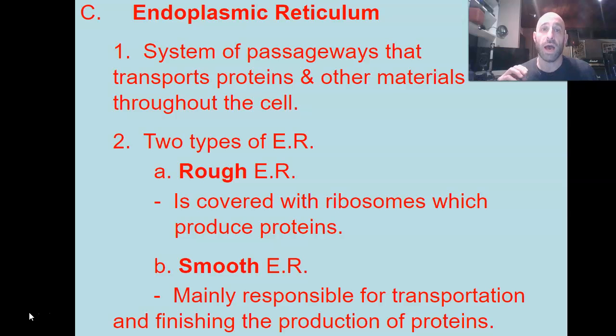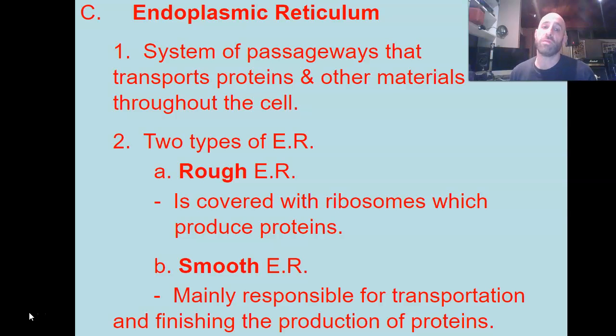Okay, so the next one's called the endoplasmic reticulum, often called ER for short. So we're going to refer to it as ER, but it's endoplasmic reticulum. And essentially, these are the passageways, how things get around the cell. The endoplasmic reticulum actually is continuous with the nucleus, so it's attached to the nucleus, and it is how information gets to the ribosomes in order to make proteins, and we're going to talk more about that in a minute. But basically, these are passageways that allow for proteins and other materials to transport around the cell.